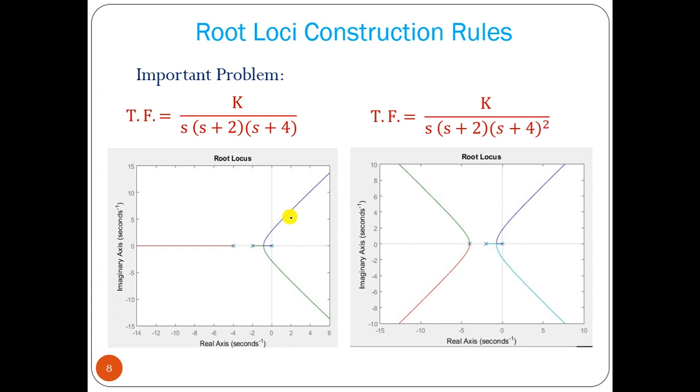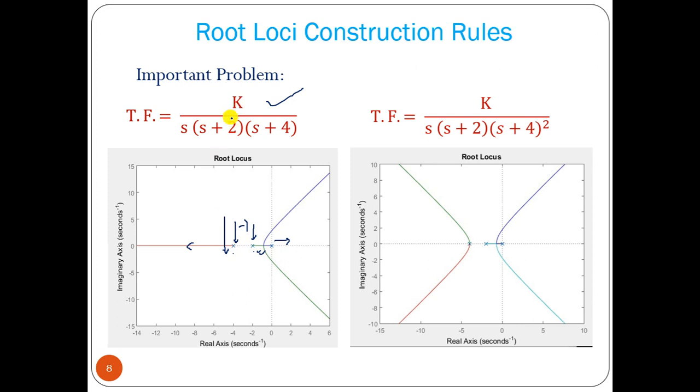Similarly, I have shown you here, this is the transfer function. So here s equal to 0, minus 2, minus 4, the pole locations. Now on the right-hand side we don't have any pole and zero. At this point on the right-hand side we have one pole, so the root locus path exists. At this point on the right-hand side, two poles, no root locus path. At this point, three poles, so the root locus path exists. This is the plot.